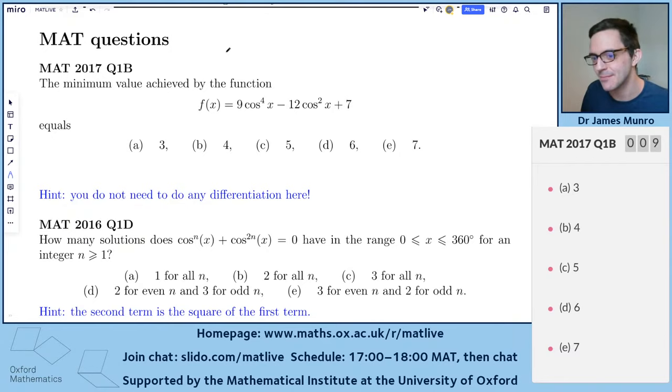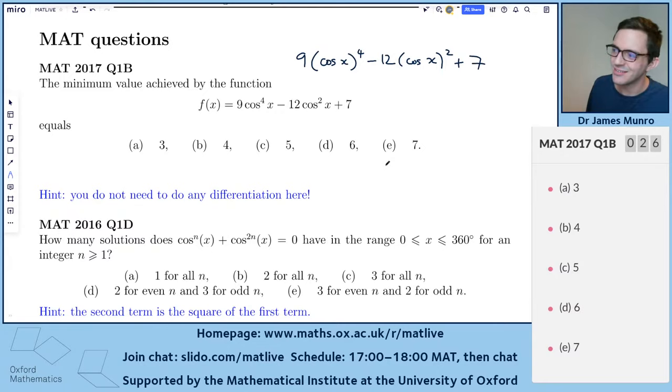Here's the question. I'll read it out. We're asked for the minimum value achieved by this function. It is, oh my word, it's called f of x. It's 9 times cosine to the 4x minus 12 cosine squared x plus 7. This notation's a bit annoying, isn't it? So it means 9 times cosine x to the 4 minus 12 cosine x squared plus 7. Like that, but we put the 4 and the 2 inside. It's a bit weird, isn't it? Molly's just proved the sine rule, so that's good.